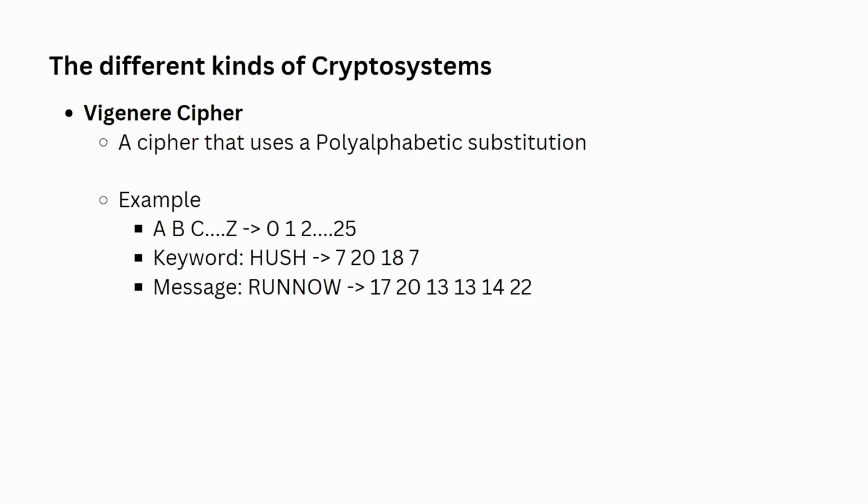Next, we have the Vigenère cipher, which is a cipher that uses a polyalphabetic substitution. This is a little bit more complicated than the other ciphers, so let's have an example. A, B, C to Z will be 0, 1, 2 to 25. Our keyword will be hush, which is substituted to 7, 20, 18, 7. Our message will be run now, which is substituted to 17, 20, 13, 13, 14, and 22.